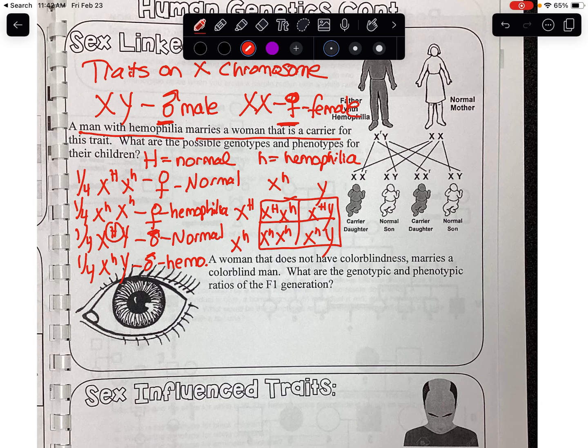By the way, boys often have sex-linked traits more often than girls do because boys only have to have 1 bad allele and girls have to have 2 bad alleles. So they end up getting sex-linked diseases more often because if they end up with the recessive allele, bam, they've got it. Whereas girls have to have both recessive alleles.